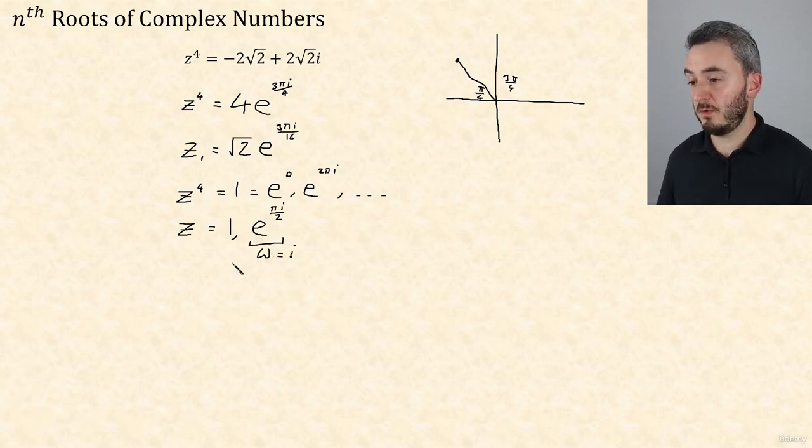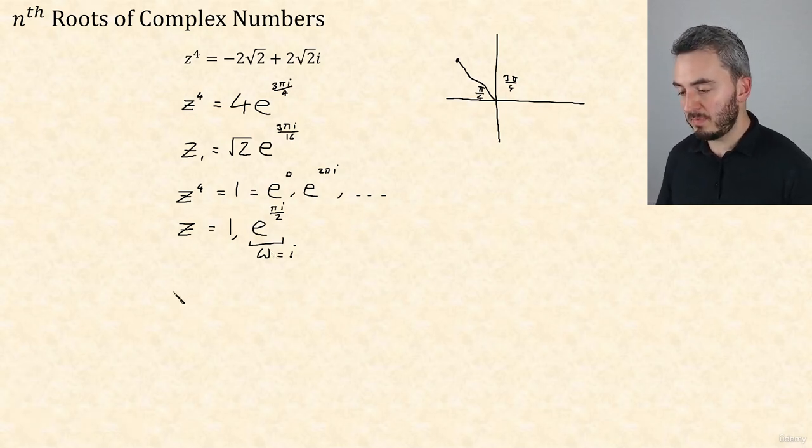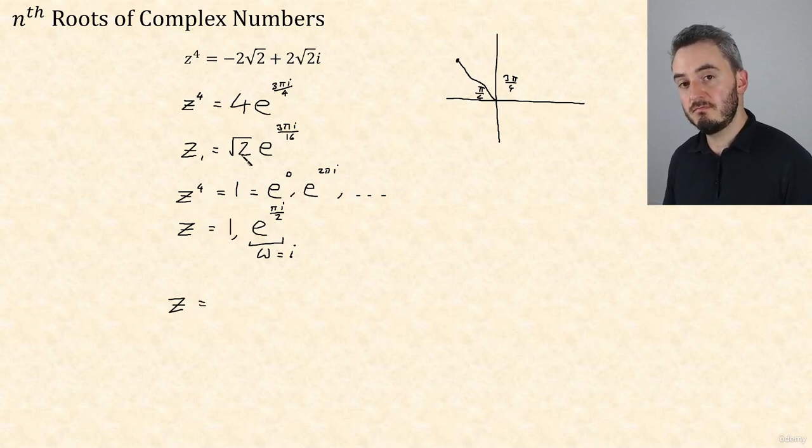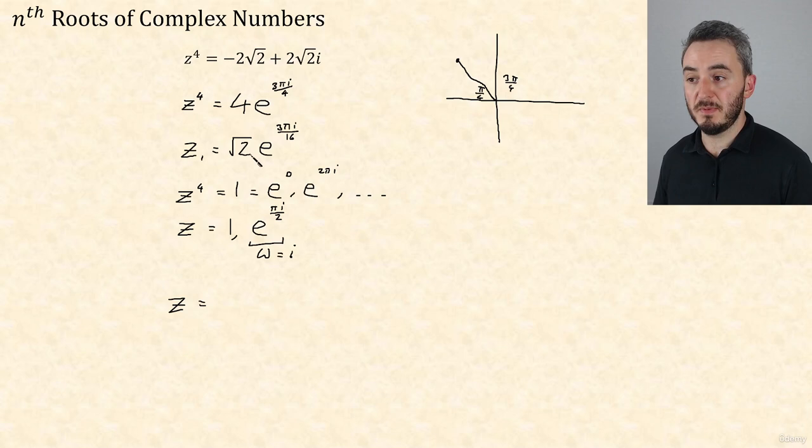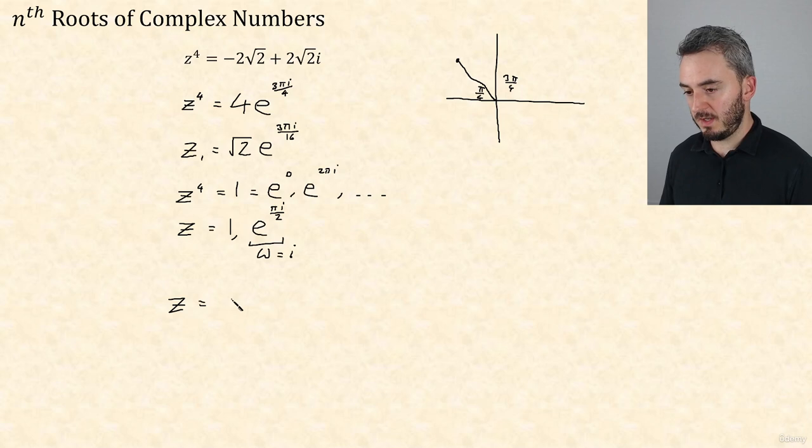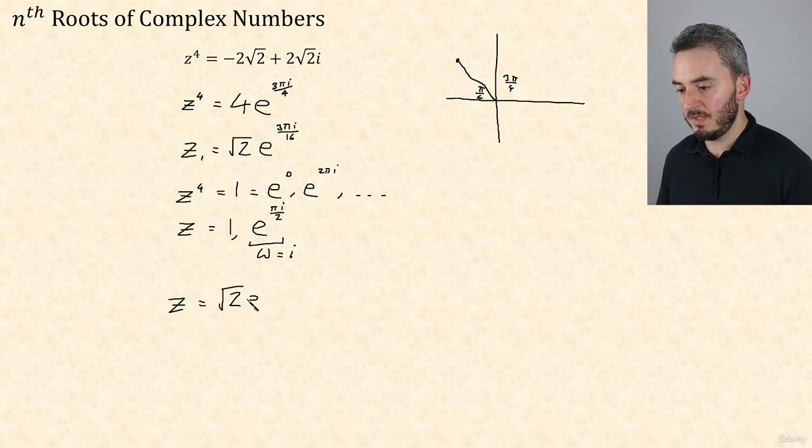So what does this mean for my fourth roots of the number? Well, remember, the roots of my number are basically this stem multiplied by 1, omega, omega squared, and omega cubed. And there's omega, which turns out to be i, but it's probably more useful to leave it in its exponential form there. So the first root, z1, is root 2 e to the 3 pi i over 16.